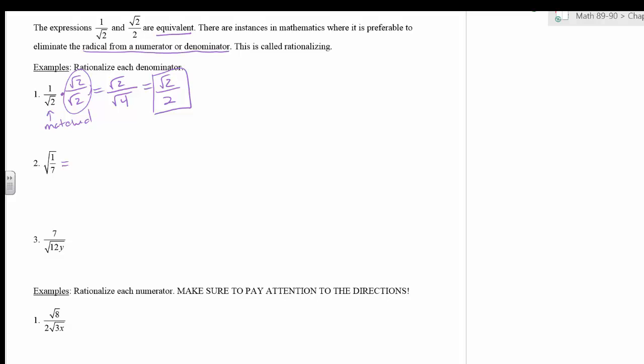Square root of 1/7. So a good first step is to separate the square root, separate the fraction. So this is the square root of 1 over the square root of 7. Well, the square root of 1 is just 1, so this is 1 over the square root of 7. They want you to rationalize the denominator, which means get rid of the radical in the denominator. And so in order to do that, I'm going to multiply, and I'll write it here now, multiply top and bottom by the radical in the denominator.